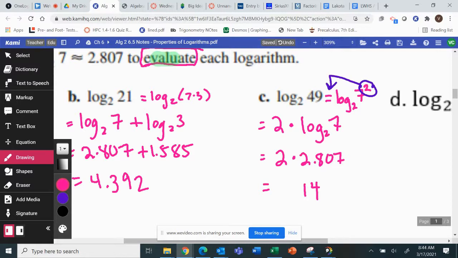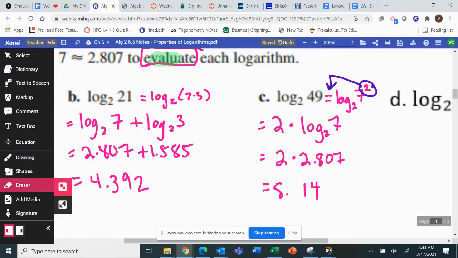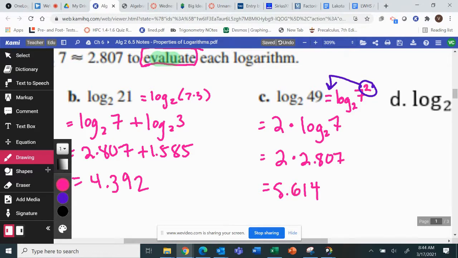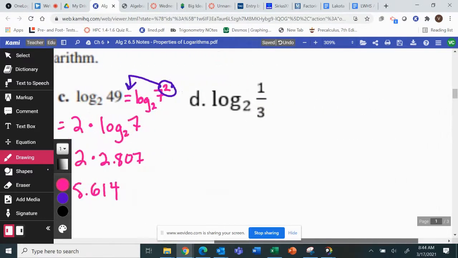Is it 5.614? No? Oh, yes? Oh, yay. Good. I make silly mistakes when I do it in my head, so I don't trust myself. If I write it down, I'm fine, but I make silly mistakes in my head.